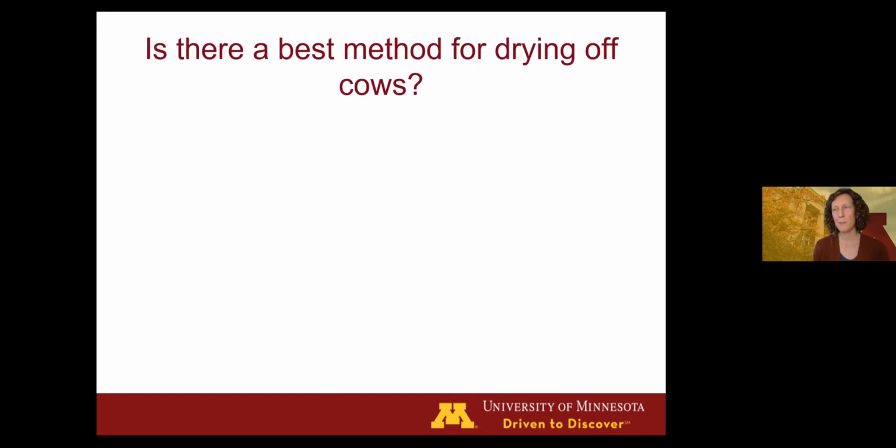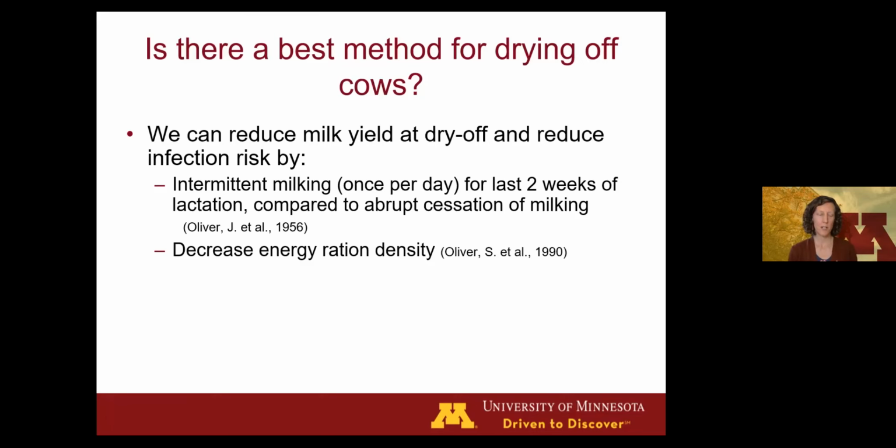So to that point, what's the best method for drying cows off? We know from a couple different studies that we can reduce milk yield at dry off and therefore reduce the risk of new infection by either intermittent milking for a week or 2 weeks before the time of dry off, compared to just abrupt cessation of lactation, or by decreasing the energy density of the ration in the week or two leading up to dry off. So we know those are effective tools.